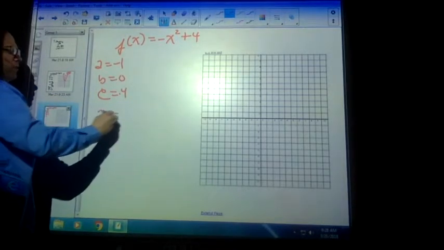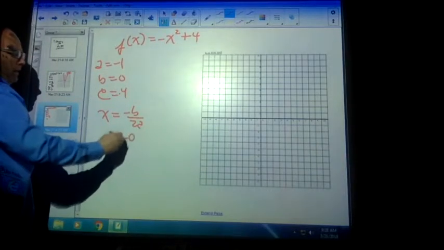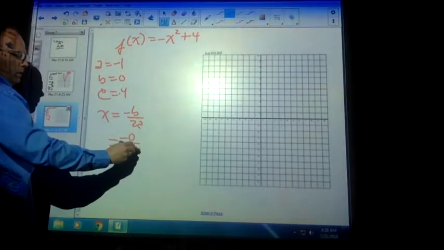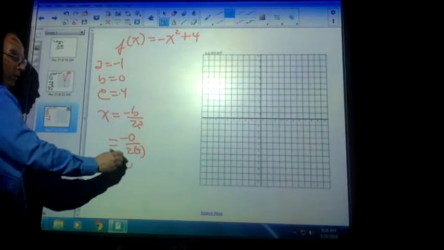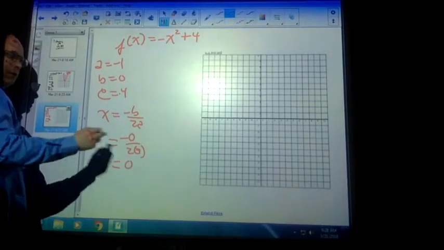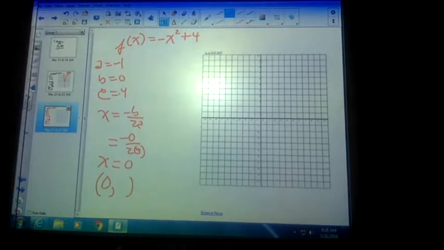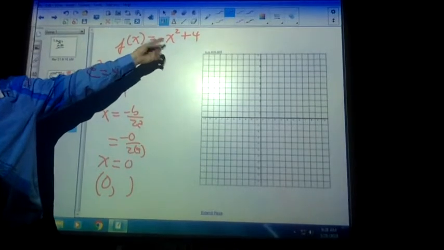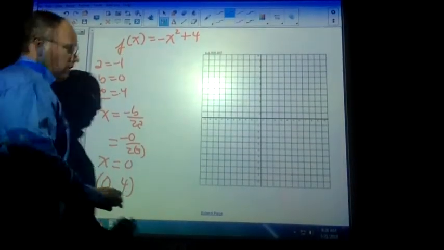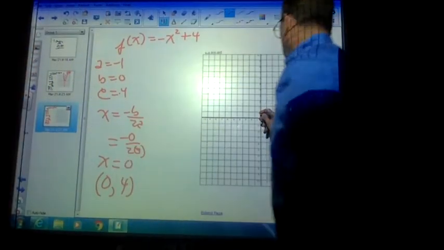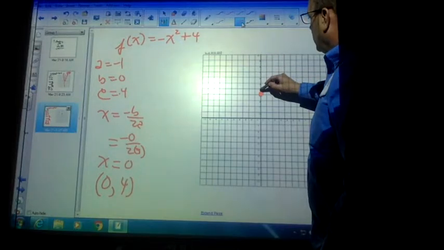So if I use x equals negative b over 2a, I can go and plug in, and I'm going to get this. Negative 1, that's a negative 1 right there. So 0 on top gives me always 0. So my axis of symmetry is x equals 0. The x component of my vertex is 0. If I plug 0 in here, I get 0 squared, which is still 0, plus 4. So my vertex is going to fall at 0, 4. 2, 3, 4. My axis of symmetry is right here.